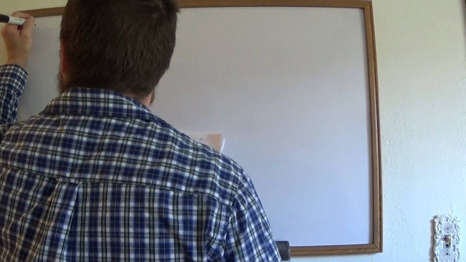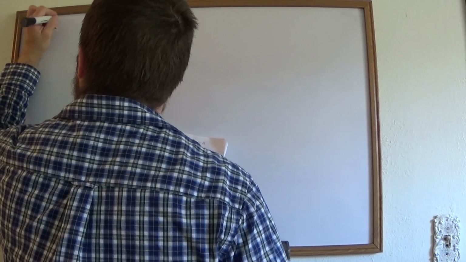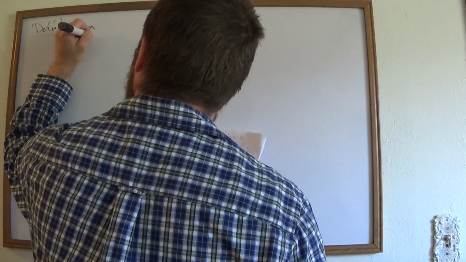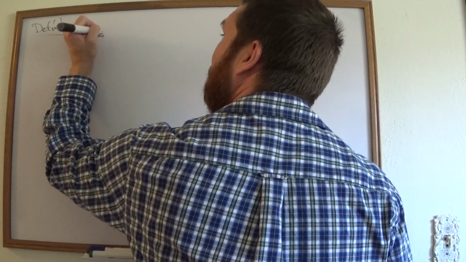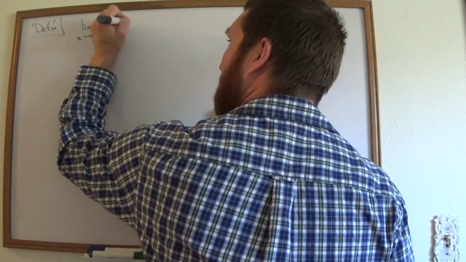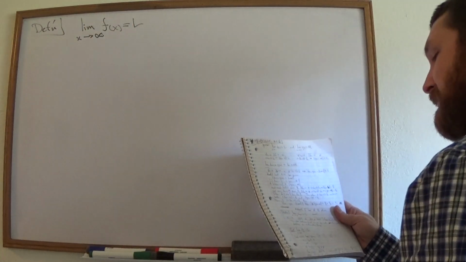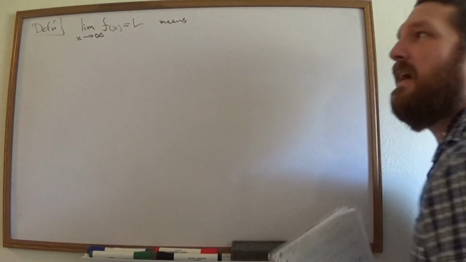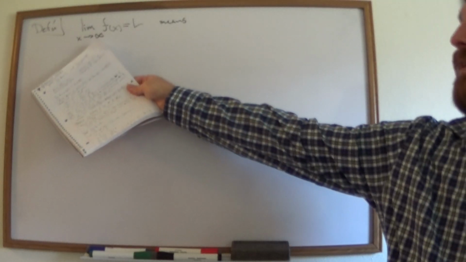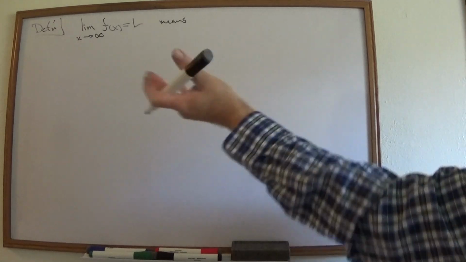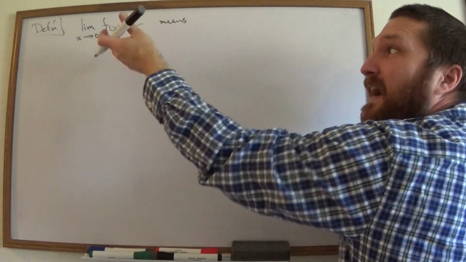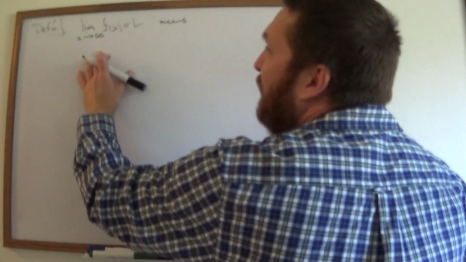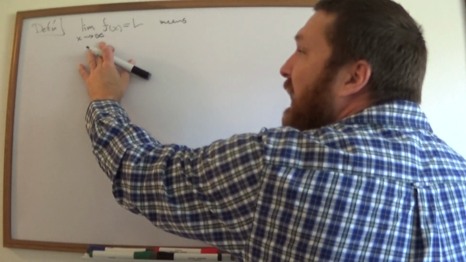I'm just going to put a bunch of stuff on the board. So, definition. Here's another one, and I don't think this is in your book. The limit as x goes to infinity of f of x equals L means. We haven't done this, and I don't see it in your book. But anyway, we've seen this, right? This is how we defined e, which you could define as going to 0, but we did it with going to infinity.